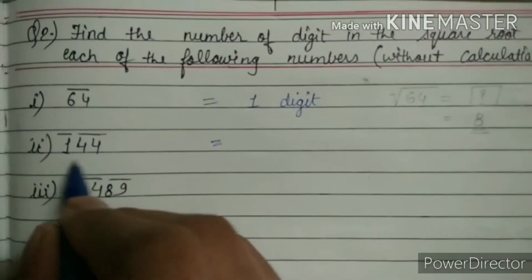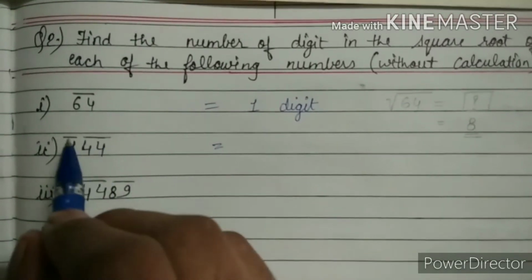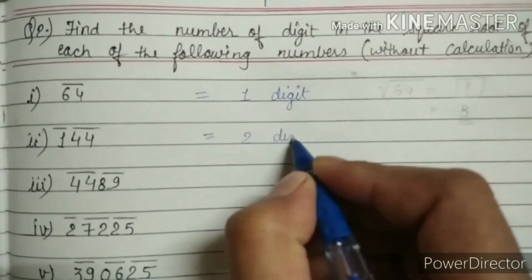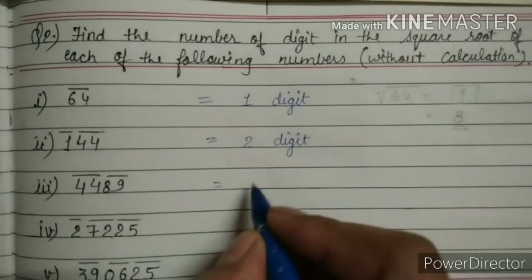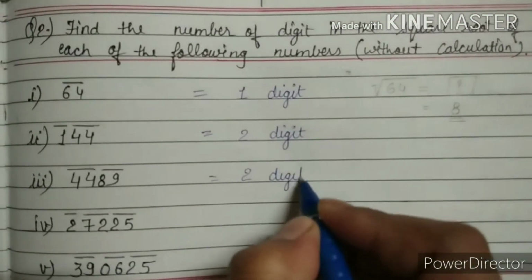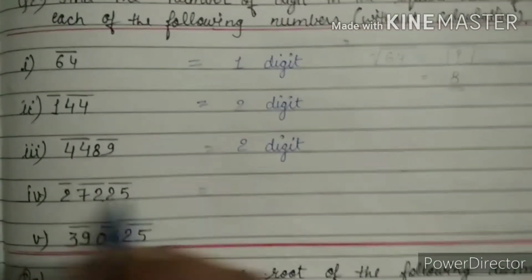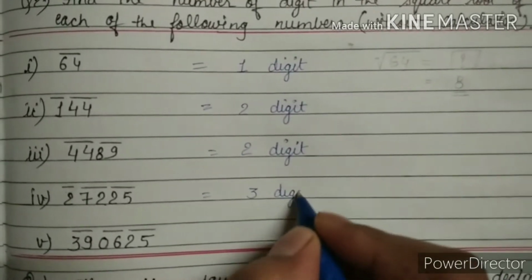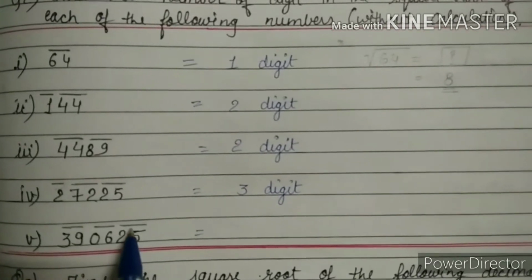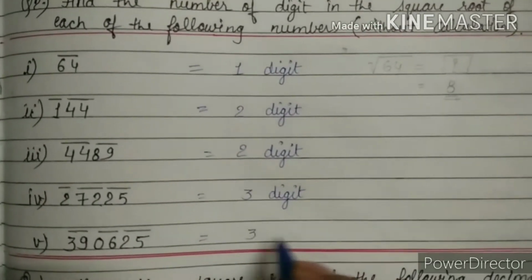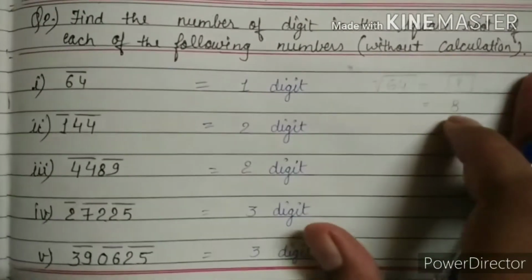Okay, now here how many digits are there? Here we have 4 digits, 1, 4, 4, 3, but how many pairs? 1, 2 pairs. So 2 digits will come in its square root. Here again, how many pairs? 2 pairs. So 2 digits in its square root. In the fourth, 1, 2, 3 pairs. So here also 3 digits will come in its square root, and in the last, 1, 2, 3 pairs, it means 3 digits will come in its square root. That we all did without calculation.